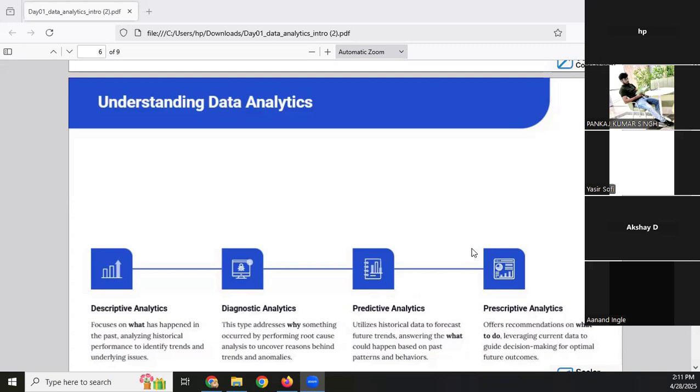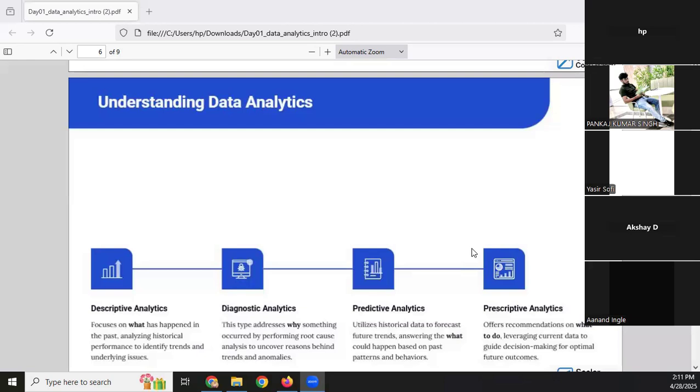What was the problem? Why is it the problem? What was the root cause of the problem? So this time there are the 5 whys, which are used in the past, by which we can do the diagnostic analysis. Whereas predictive analysis uses historical data to forecast the future trend and answer what could happen based on the past patterns and behavior.